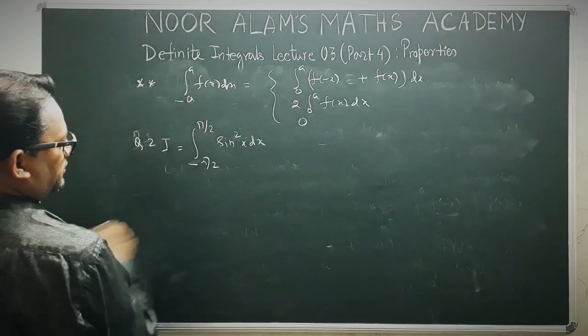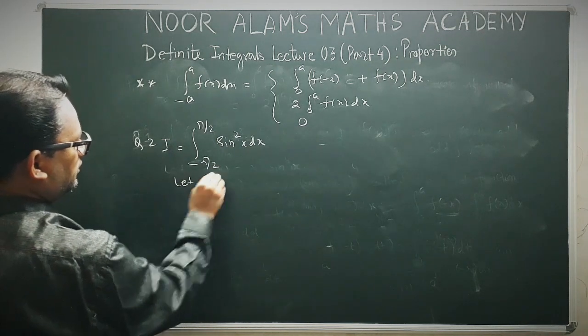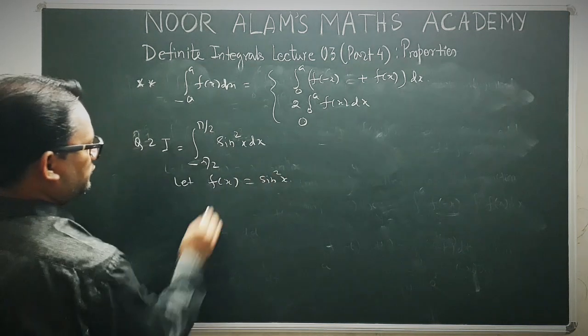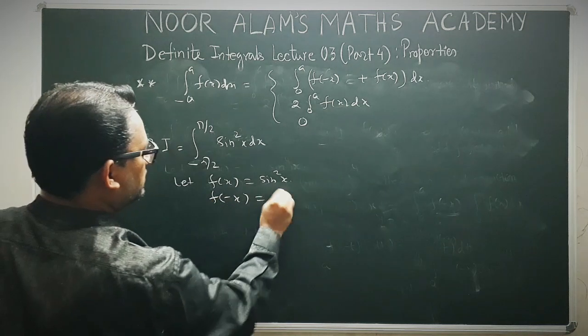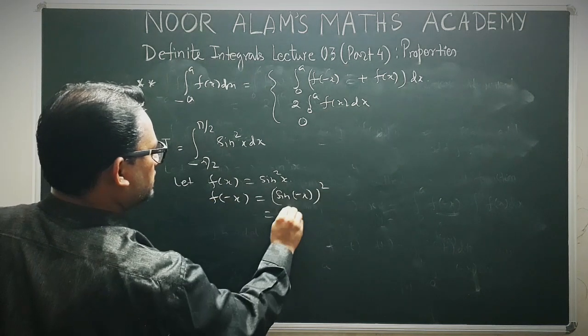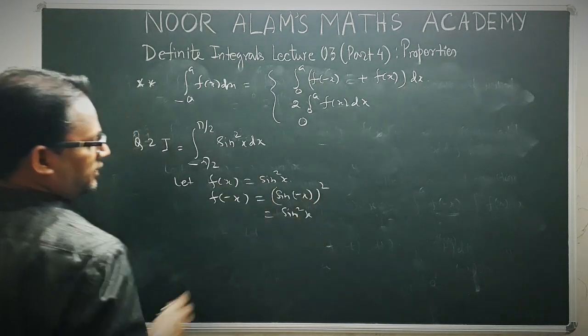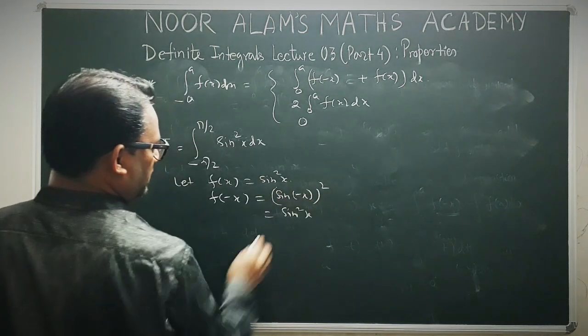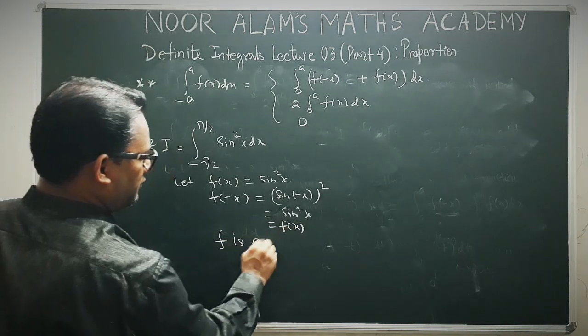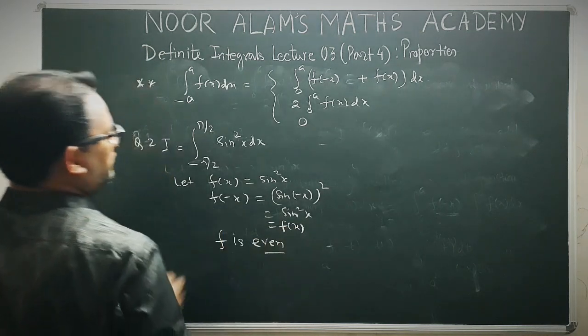Let f(x) equal sine square of x. Therefore f of minus x will be sine of minus x, then whole square, which is equal to sine square of x. The negative sign is outside, and for the square it becomes positive. So we see that f is an even function. Since f is even, we use this rule.